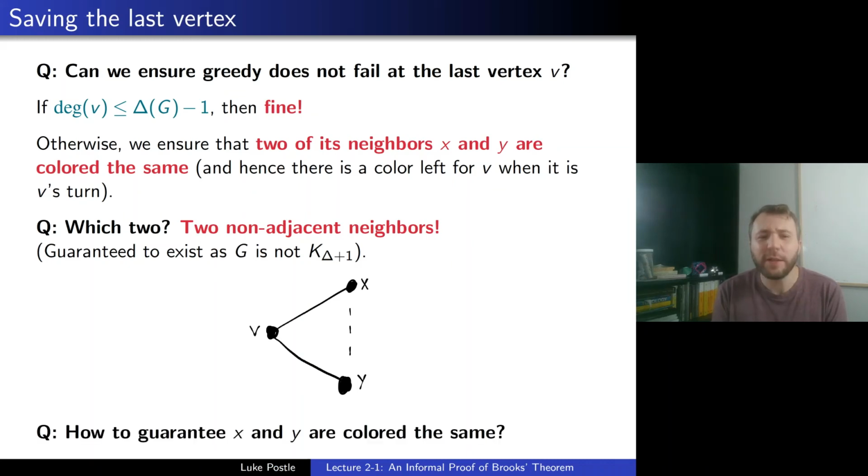Okay, good. But how do we guarantee that they're colored the same? I mean, if they're somewhere in the middle of the ordering, the colorings may just be forced upon them, and they may end up with different colors if we're going by greedy. So pause and think for a moment, how could we force them to be the same?